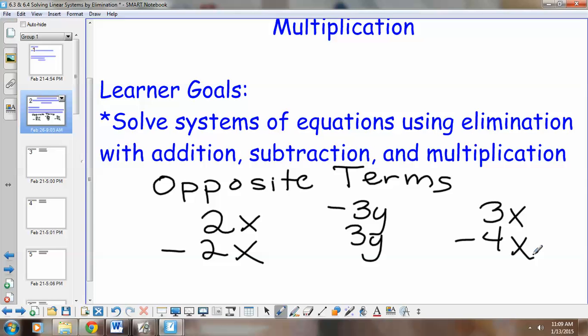If I add these two together, negative 3y and positive 3y, doesn't that give me 0? You can only do this if we have opposite terms. Here we have to do something, and we'll talk about that later. Right now, I'm just getting you to recognize what an opposite term is. That's the only thing.